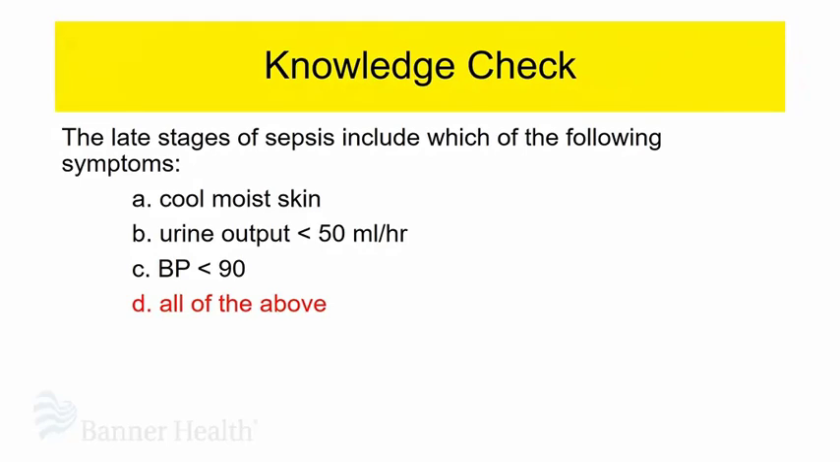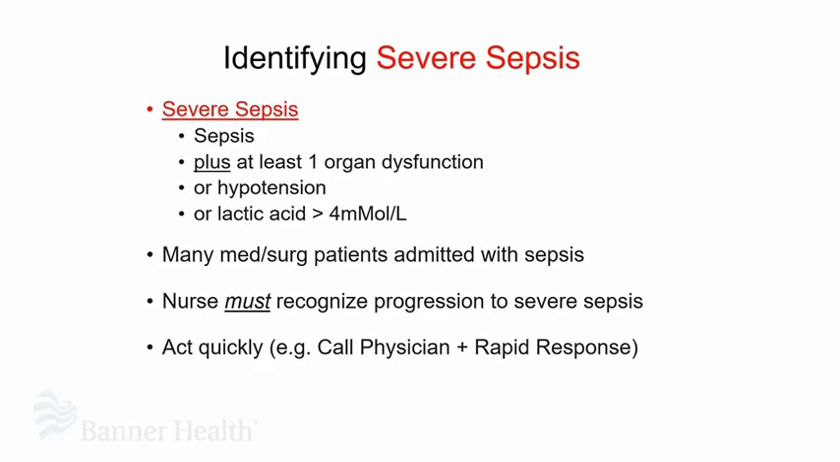If you guessed D, all of the above, you're absolutely right. As stated earlier, it's very important for you to identify severe sepsis very early on. Severe sepsis is identified as sepsis plus at least one organ dysfunction.